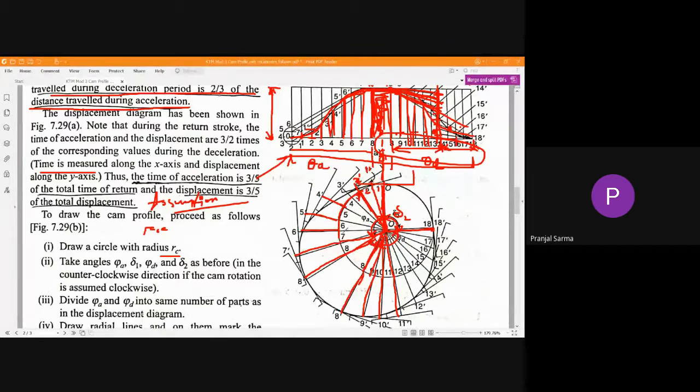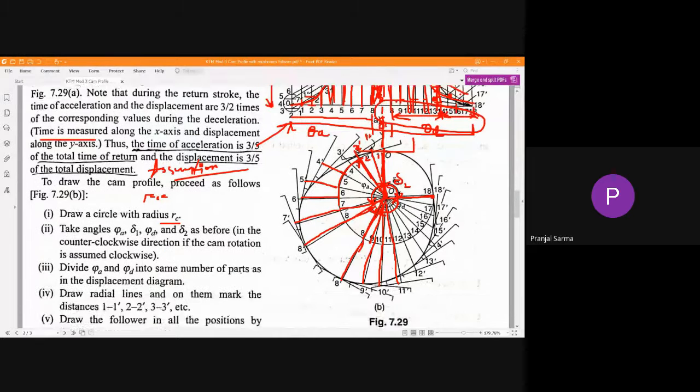Okay, so I hope that up to this one is clear. After that, we are left with the last portion. That is what we will do now.